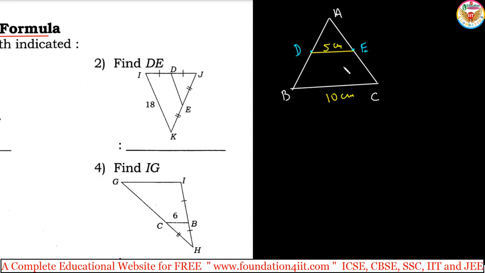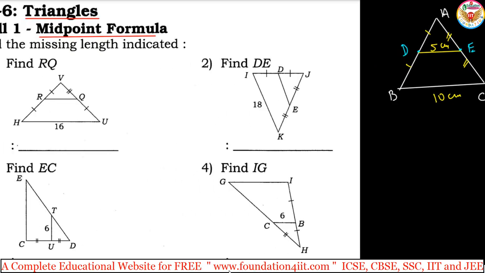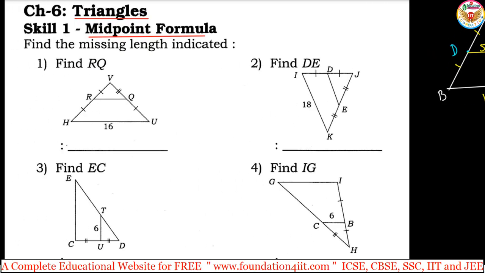Remember, right? By joining the midpoints, we mark like this with 2 marks. The meaning of this is D is the midpoint, so AD is equal to DB, and AE is equal to EC. Joining the midpoints of two sides of a triangle gives a segment half of the third side. That property applies to solve these problems.